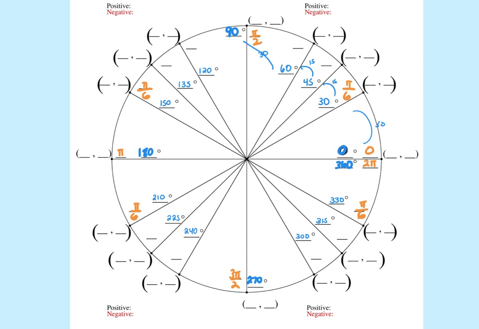Like the angles closest to the x-axis. So these 4, which are the first angles after and before the x-axis, those are your over 6s. The middle ones are over 4s. So pi over 4, pi over 4, pi over 4, pi over 4. And the ones closest to your y-axis are over 3. Pi over 3, pi over 3, pi over 3, pi over 3.